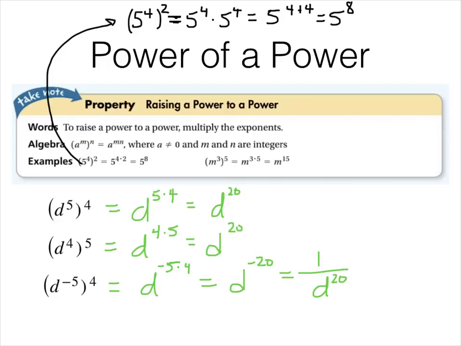Okay, so we'll finish this up later on with, I'm trying to remember, Power of a Product. That's the next one. All right.